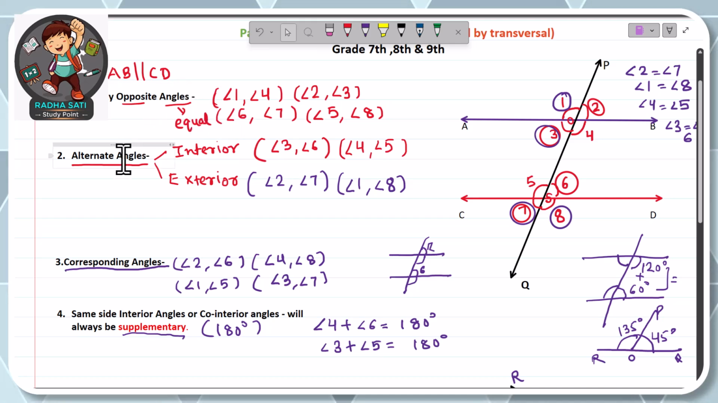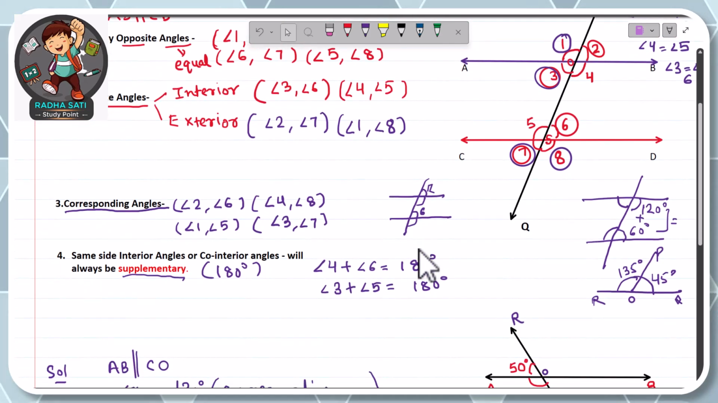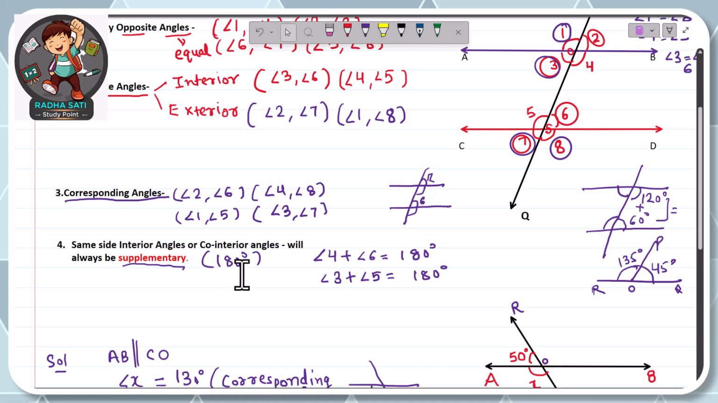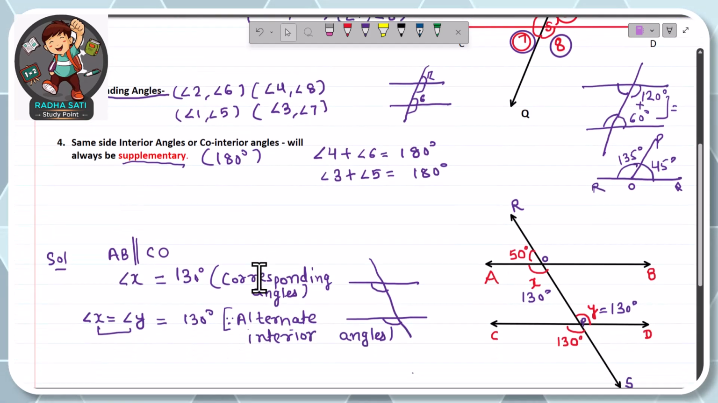So vertically opposite angles will always be equal. Alternate interior angles will always be equal. Similarly, alternate exterior angles will also be equal. Corresponding angles will be on the same side of the transversal. Okay, and same side and same position. This means top right: angle 2 and angle 6 are top right. Angle 4 and angle 8 are bottom right. Okay, similarly angle 1 and angle 5 are top left and angle 3 and angle 7 are bottom left. Okay, so these will also be equal. I have already explained. And same side interior angles will always be supplementary angles.